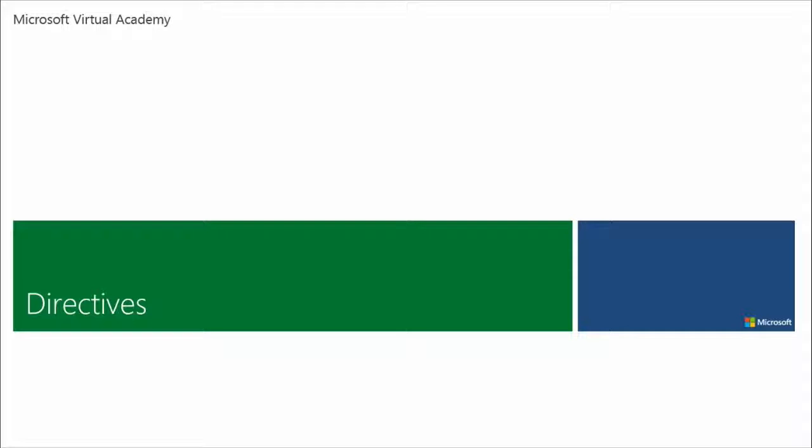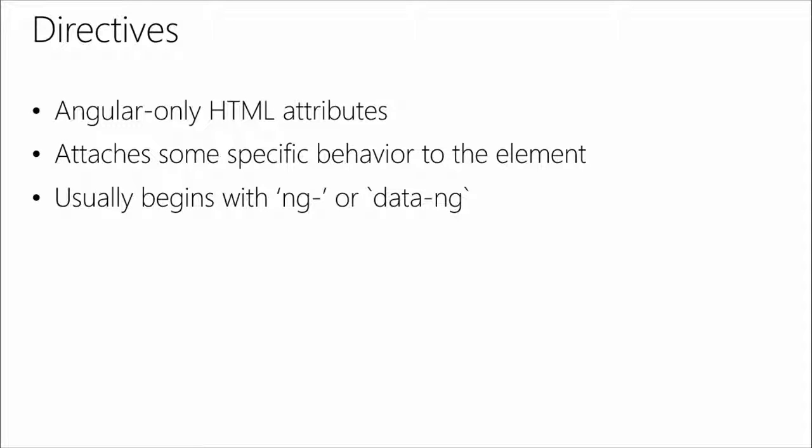So now that we've done a tiny hello world, let's actually go through and talk about exactly what we did. The first thing that we'll talk about is directives. Directives are those Angular-only HTML attributes that we add into our application. If you think back to our hello world, when we called ng-app or ng-model, those are basically directives.